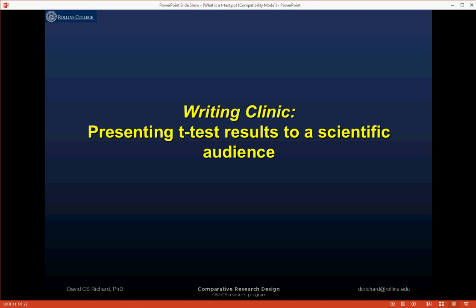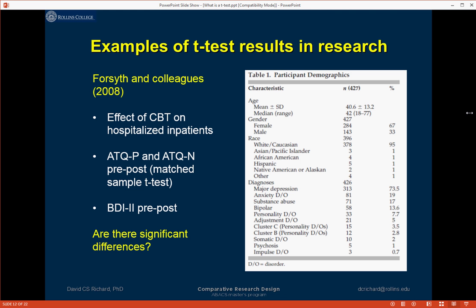In this writing clinic, we're going to talk about how to present t-test results to a scientific audience. We're going to review 3 published studies and how they presented t-test results, but also how to write effectively in a scientific setting.